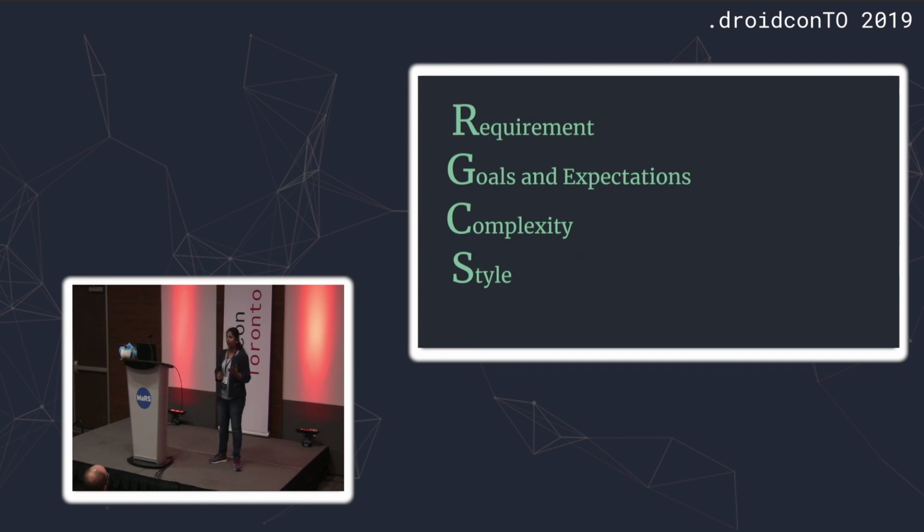Do you think I'm going to go for a complicated block for that? Definitely not. I'm sure the block boilerplate code is more than the app itself. So why would I go for that? I would go for a simple setState. So understand the requirement, set your goals and expectations, check for the complexity of the project, and then the style.